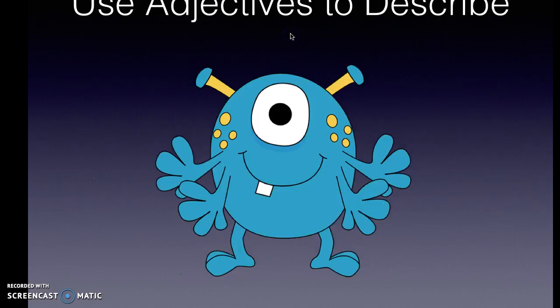In this example, we'll describe a monster. He has 4 arms. He has blue skin. He has a big eye. He has a square tooth. Adjectives help us understand what something is.